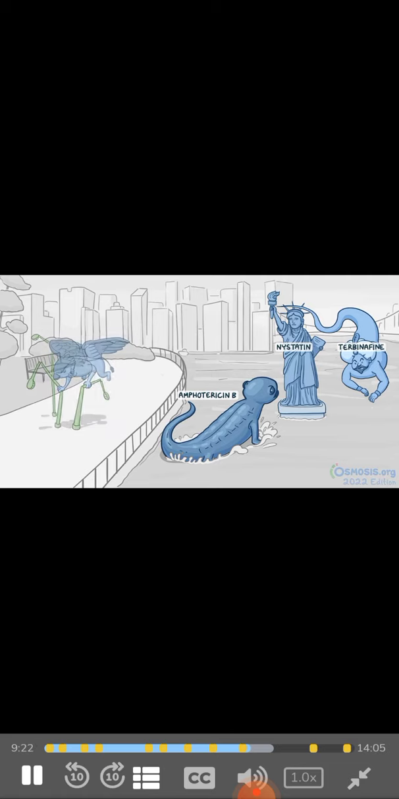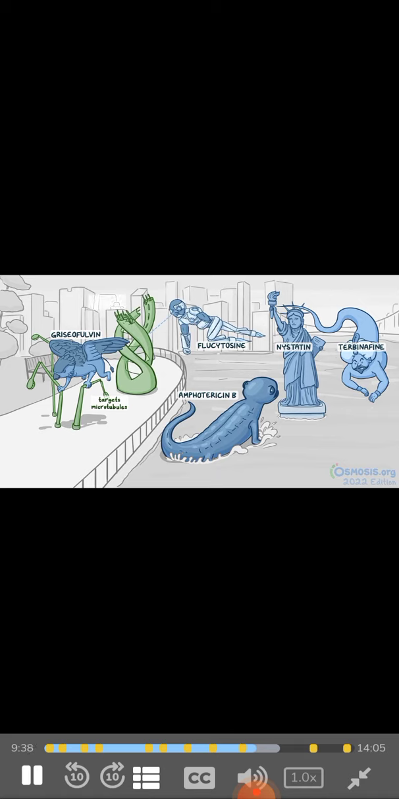Now in the city, let's have a griffin for griseofulvin that's attacking from the skies. It broke a bunch of lampposts to help you remember it targets microtubules. Finally, there's a flying cyborg for flucytosine, and he's shooting lasers at a helical building that's under construction to help you remember it inhibits DNA synthesis.